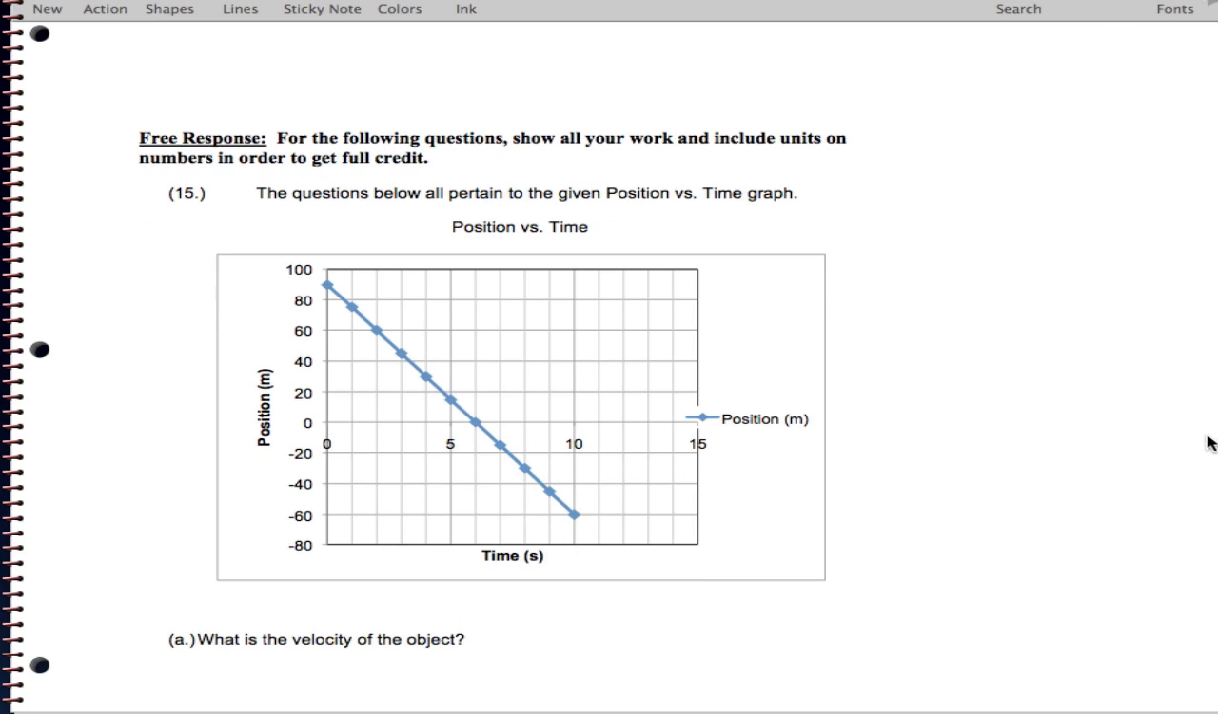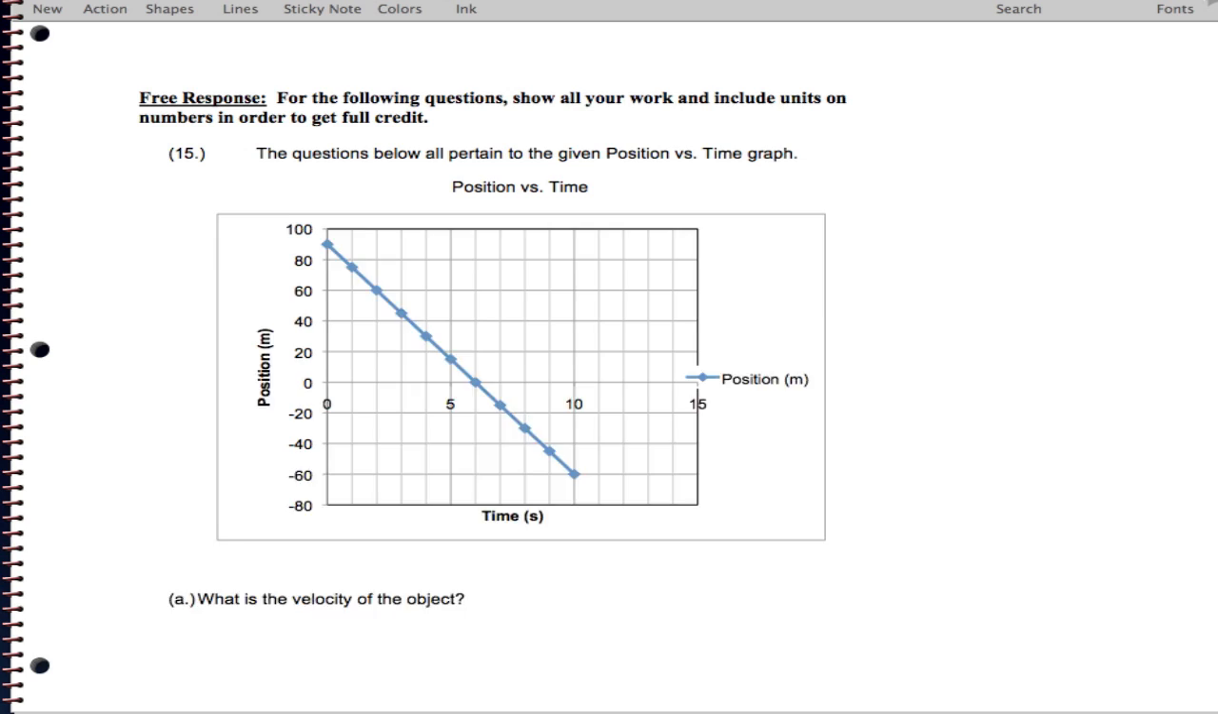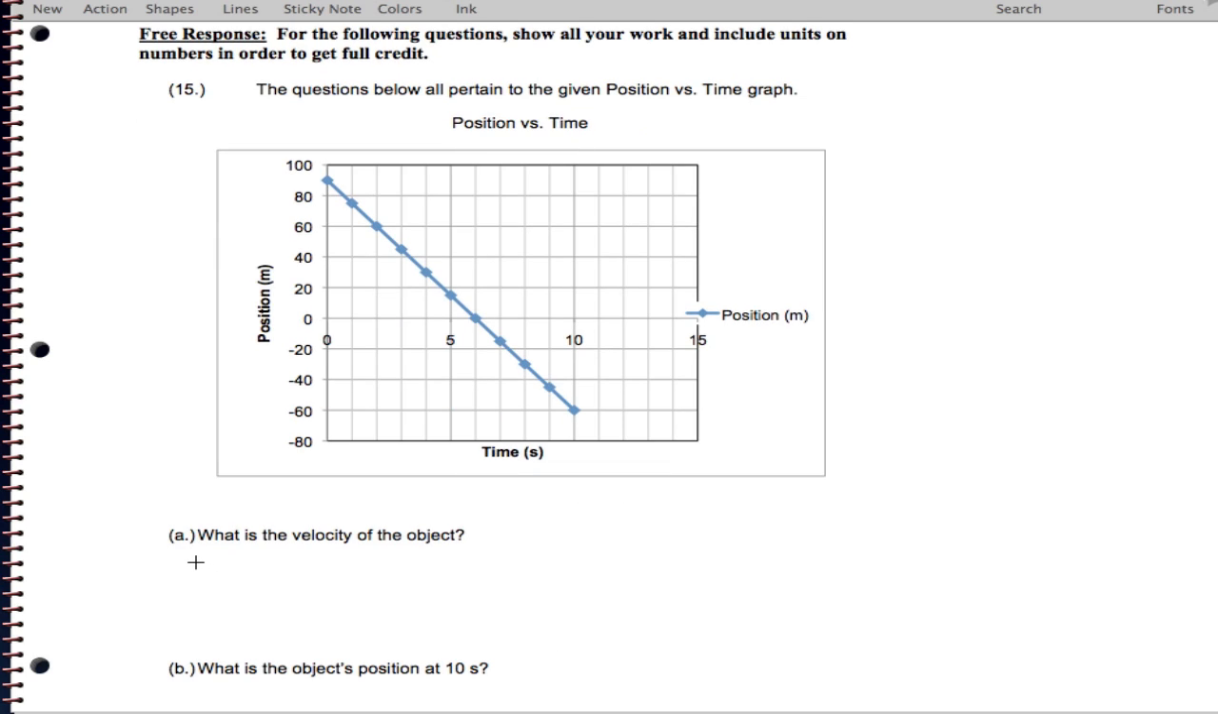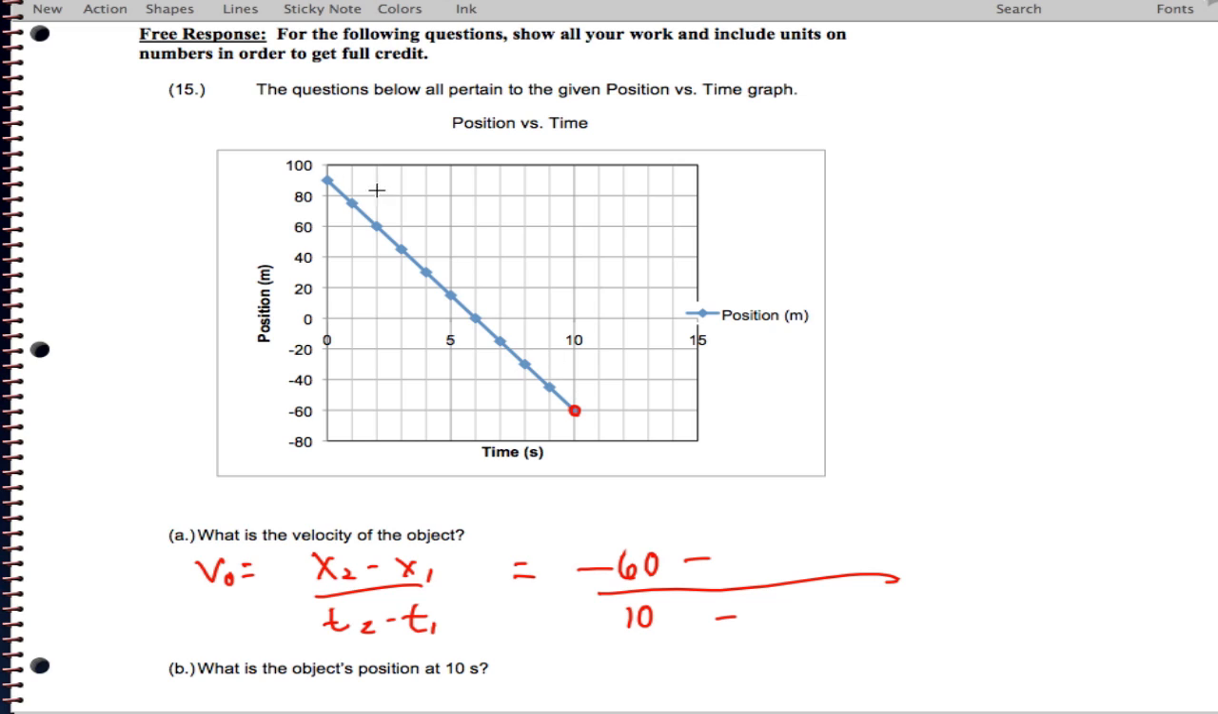And here, position versus time graphs. We want to get the velocity. Again, just like in the previous exam, let's get the slope. So v is going to be x2 minus x1 over t2 minus t1. So let's go ahead and calculate that. So x2, you know what, I'll make it negative 60 at 10 seconds. And I want to subtract my initial position, or a position that I can actually read.